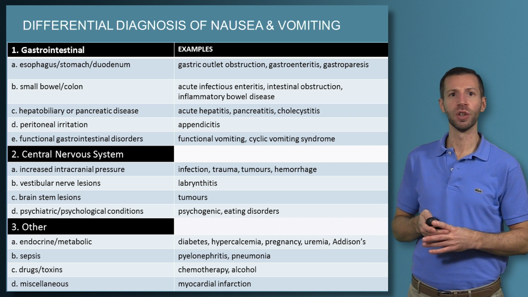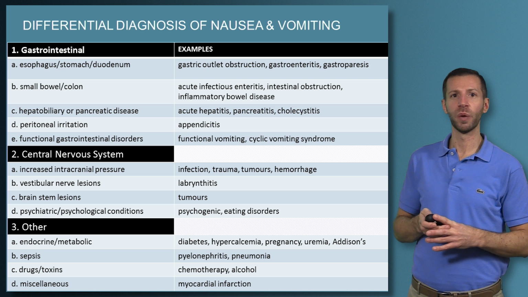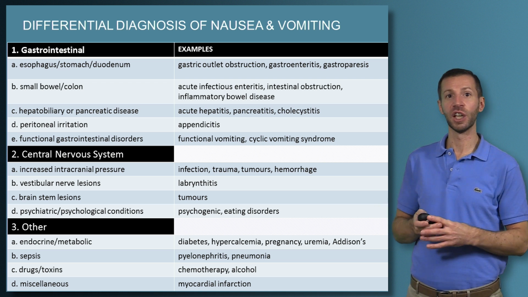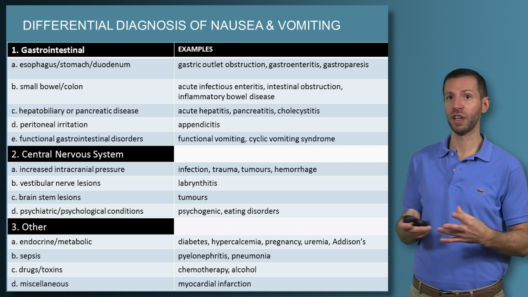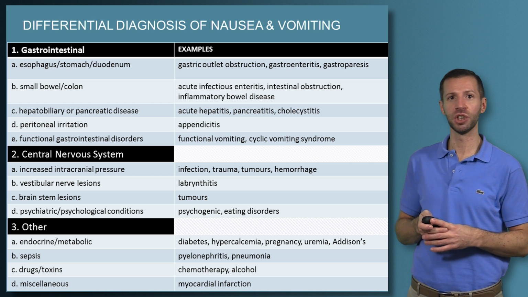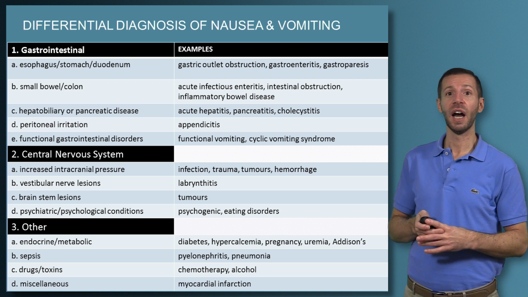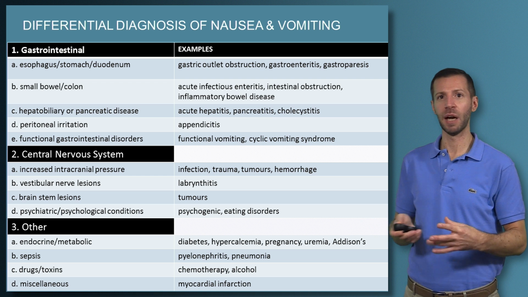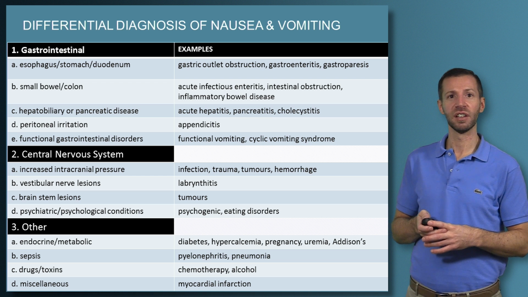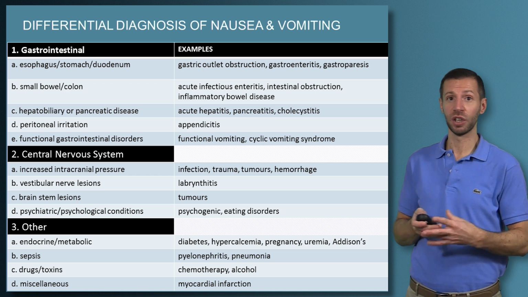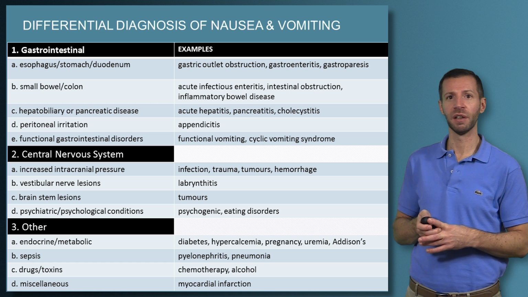Next, moving on to central nervous system. Here, again, it's just one way of categorizing things based on the Medical Council of Canada. So you can have various things that increase the intracranial pressure, such as infections, trauma, tumors, and hemorrhages. You can have conditions that affect the vestibular system, and this obviously is one of the inputs into the vomiting center, for example, labyrinthitis. You can have various lesions within the brainstem as well, which can include tumors, which can lead to vomiting.